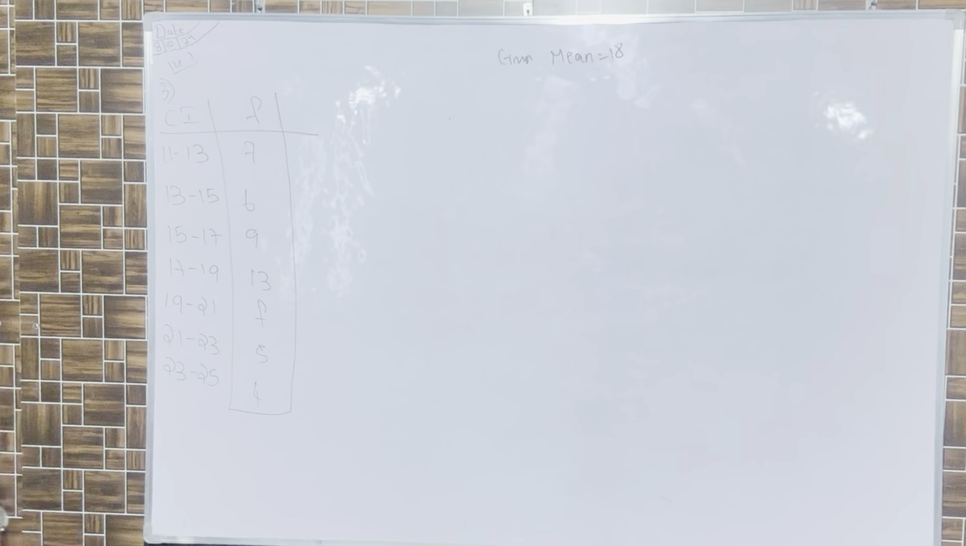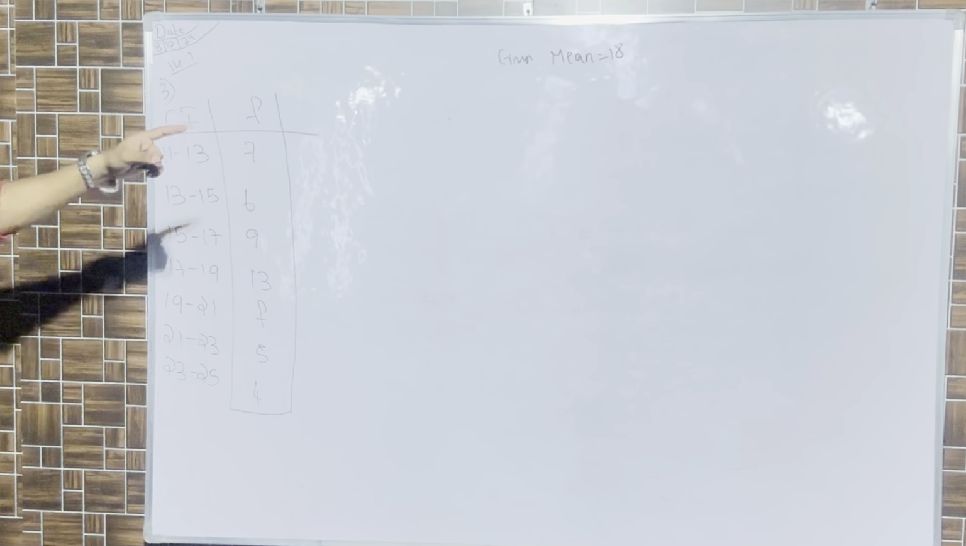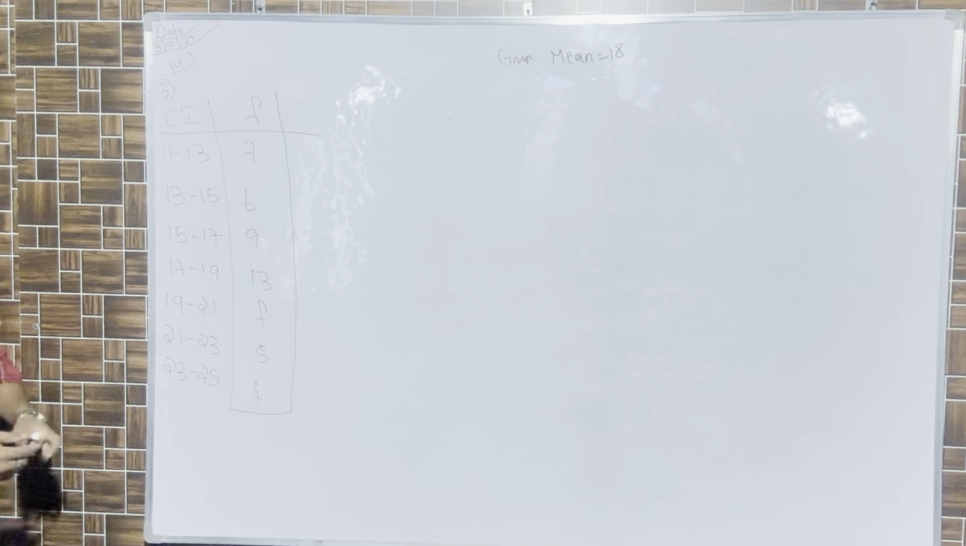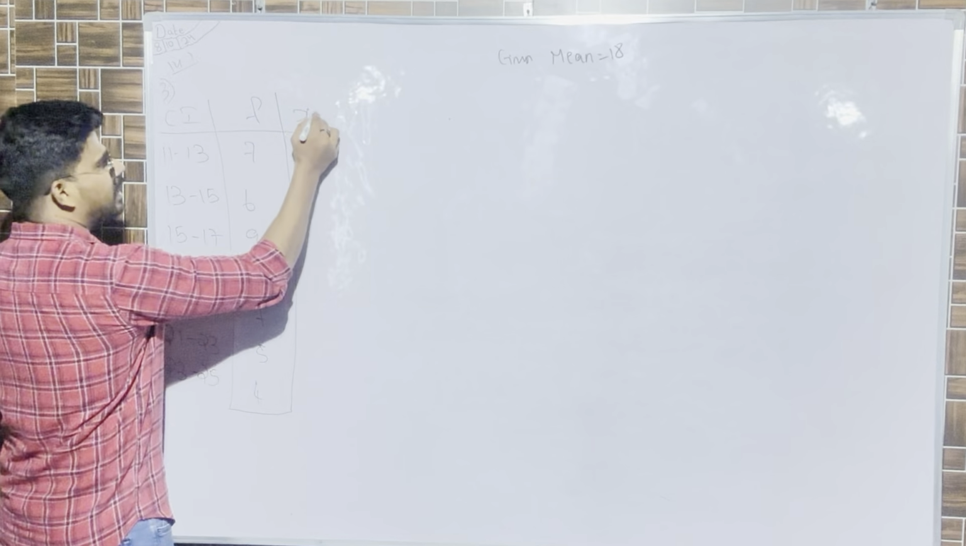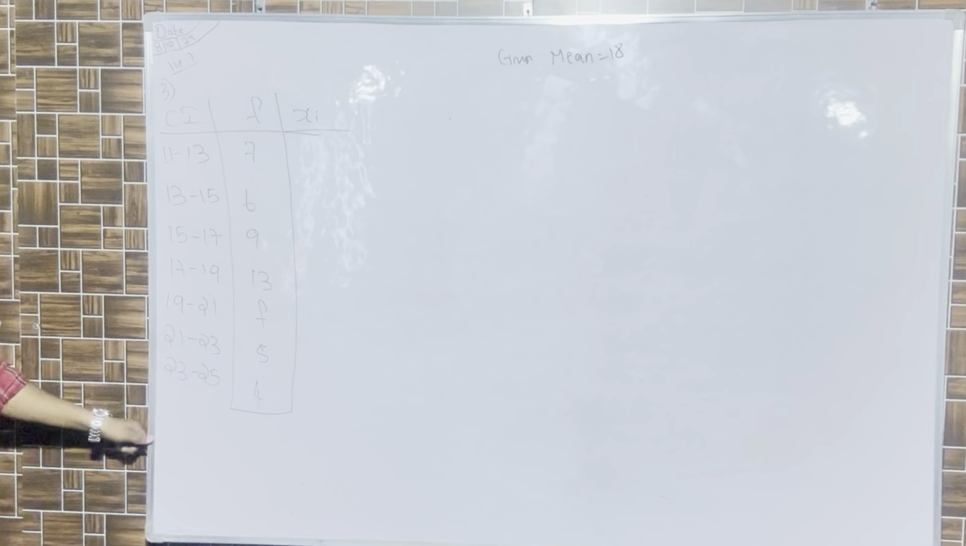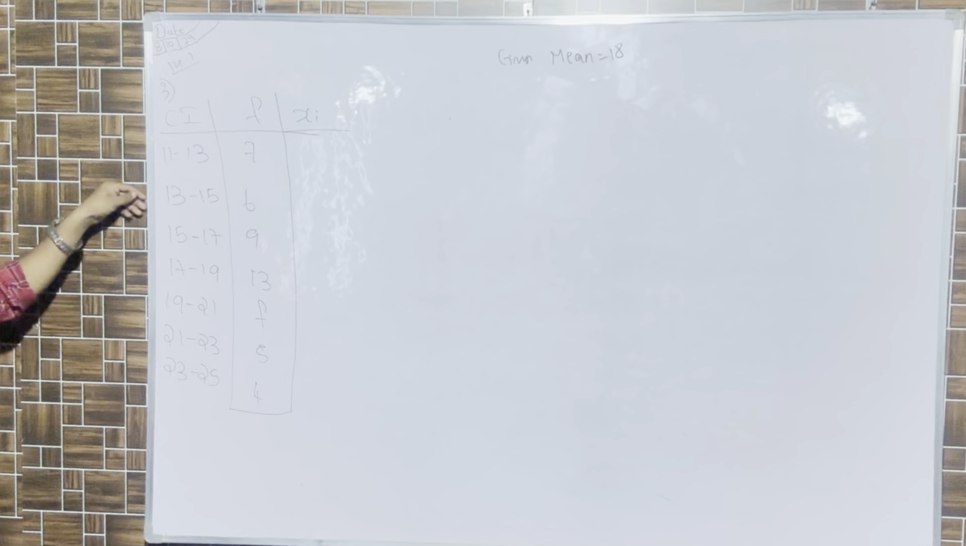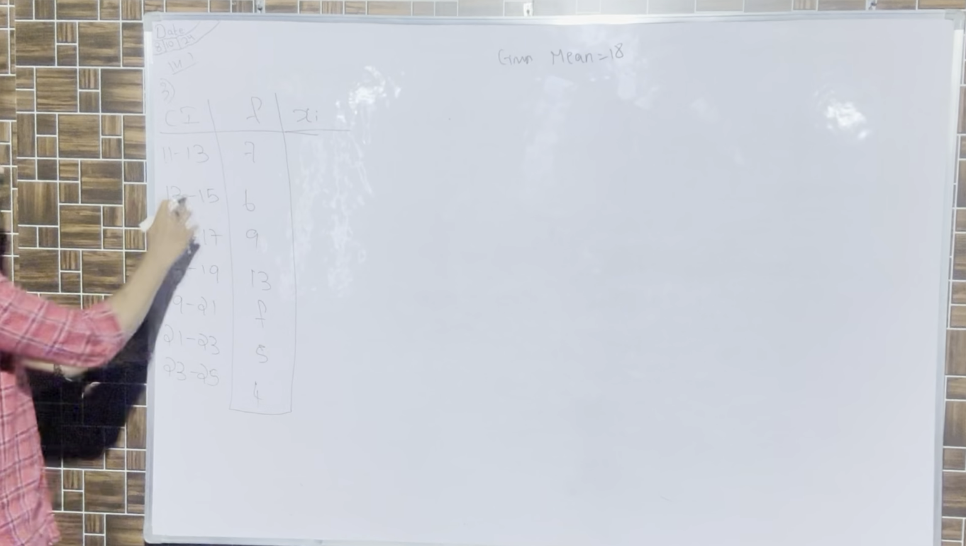Given data, class interval is given, 11 to 13, 13 to 15, and so on. Frequency is also given. Unknown frequency F is there. Mean value is given, which is equal to 18. We'll solve this using the step deviation method. Direct method and assumed mean method also we can use, but as per my understanding, the step deviation method is quite easy because all of the terms will get cancelled. Let's check. Xi is the mid values. 11 plus 13 by 2, 24 by 2, which is equal to 12.